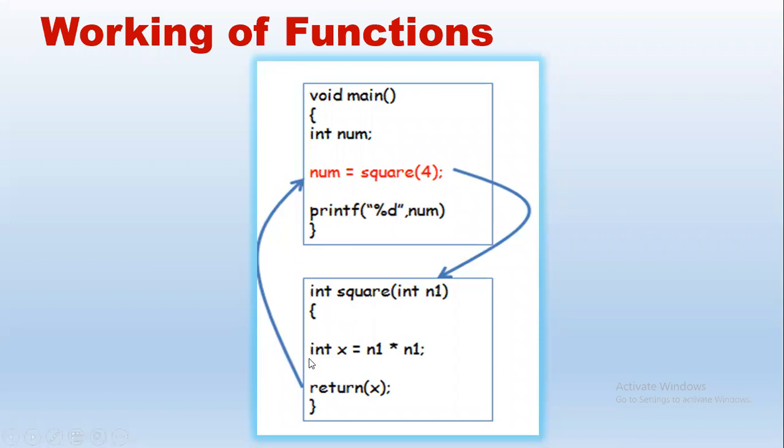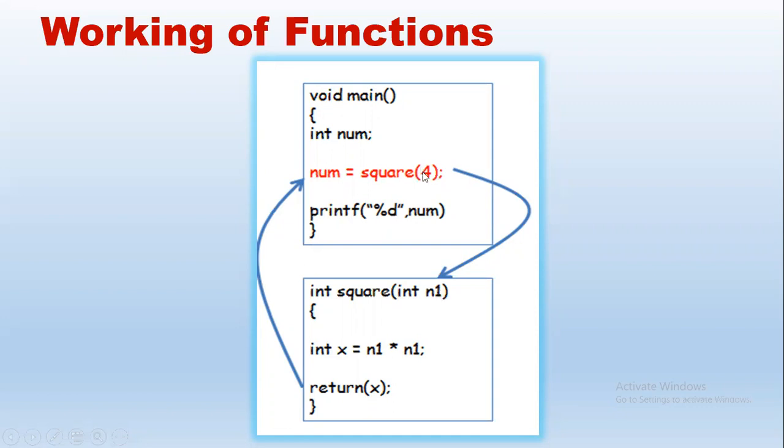Now how does this work? Control always starts from main. We are defining one number and passing the parameter as 4. As soon as the function is called, this line is the function call, square of 4. Because we have a function call here in main, main is the calling function. And which function is it calling? Square. So square becomes the called function. In the calling function, we have 4, which is the actual parameter. In the called function, we have n1, which is the formal parameter.